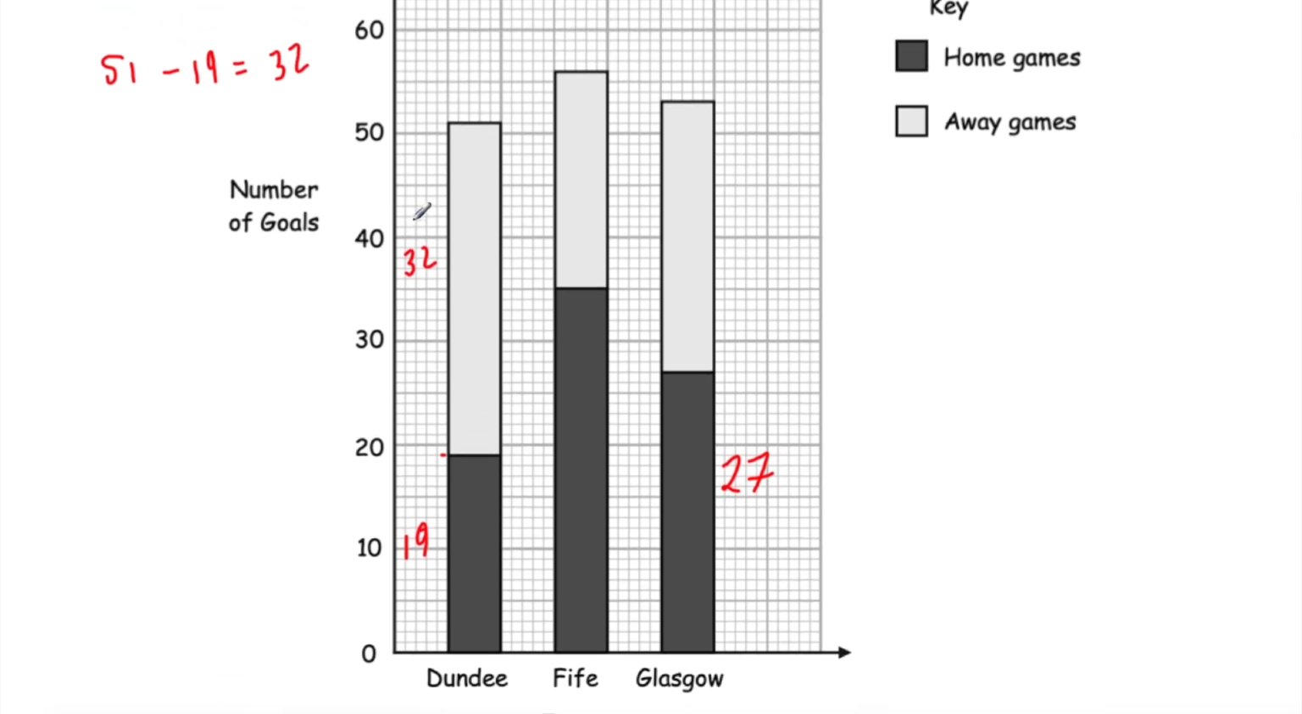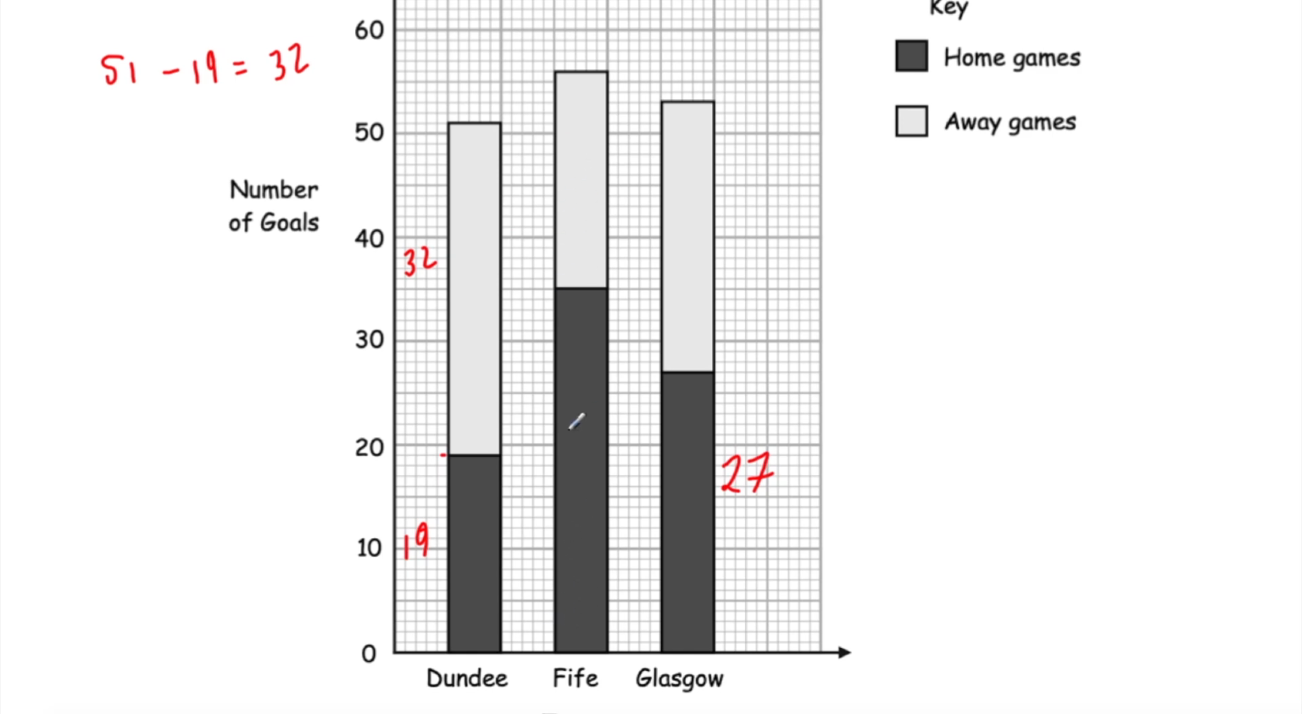So we've done Dundee. They scored 32 goals in their away games, this region here. Now actually, if we have a look here at the Fife bar, this region here for away games, that's not actually as big as this region here for Dundee. So you can actually see straight away that Dundee scored more away goals than Fife. But actually, let's work it out.